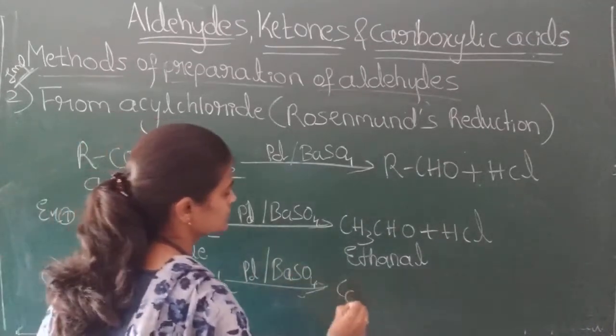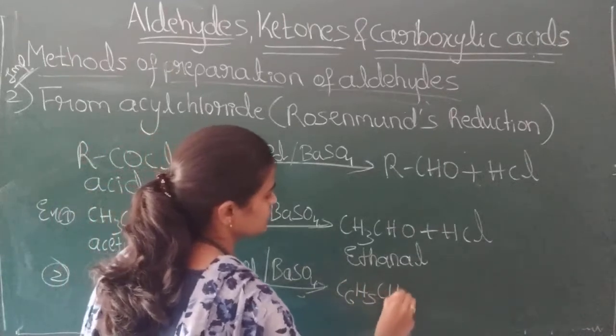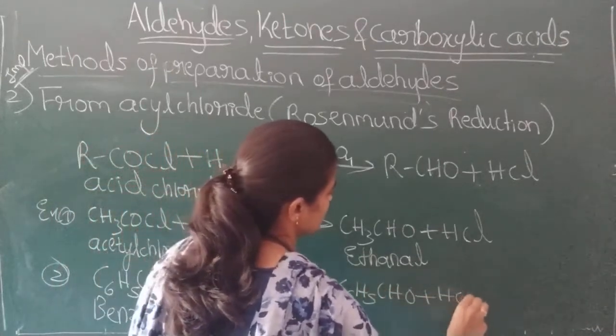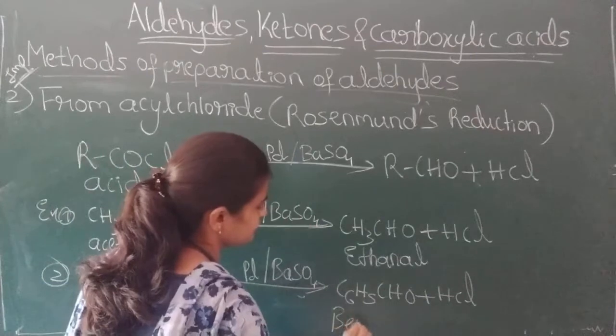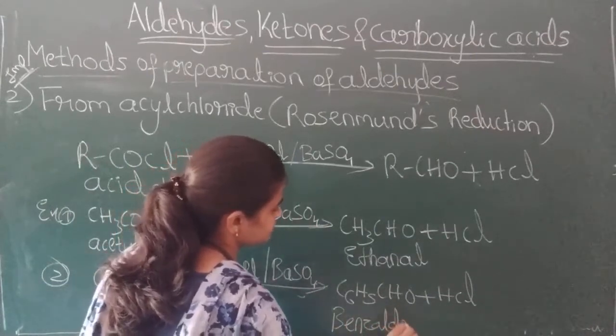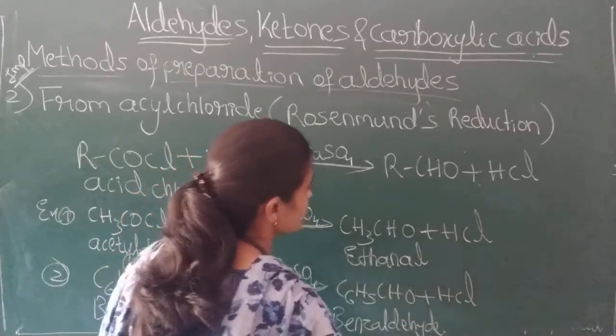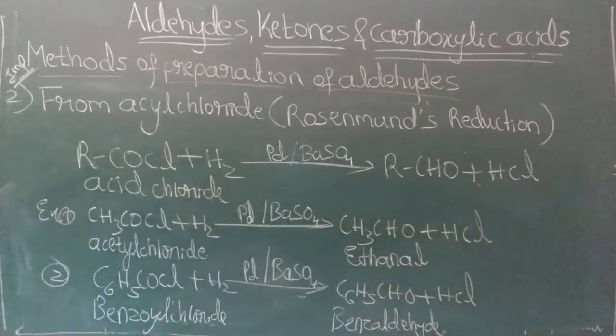It forms what? C6H5CHO plus HCl. What is the name of this one? Benzaldehyde. Okay, this is Rosenmund's reduction for the preparation of the aldehyde.